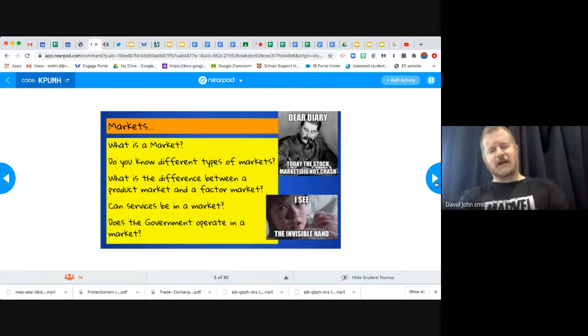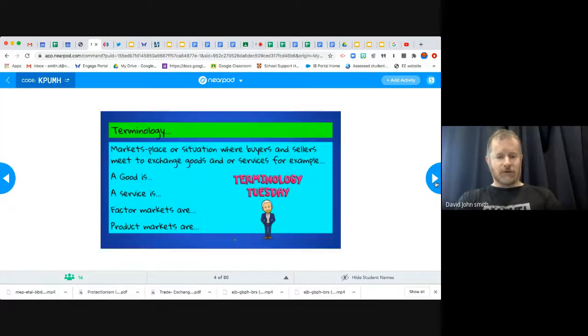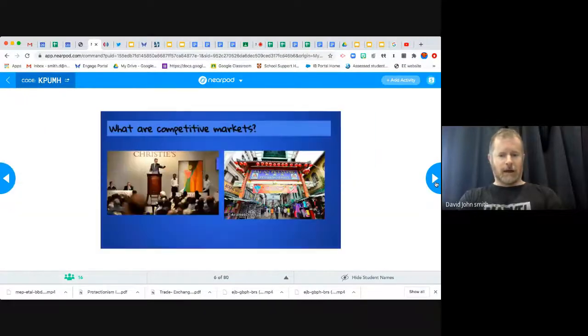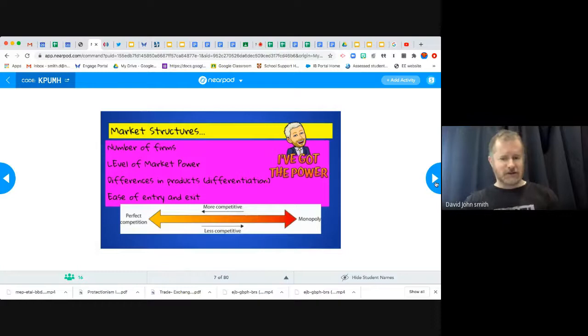So where we last discussed this, we were talking about different types of markets, what a market is, the difference between a product market and a factor market. So what is a market, different types of markets, product markets, factor markets, service markets, the government inside a market. We talked about all of those. We talked about, obviously, goods and services, factor markets and product markets. And then we also introduced the idea of competitive markets as well. And we had terminology that we use about market structures and market power. So we talked about the idea of perfect competition and the idea of monopolies.